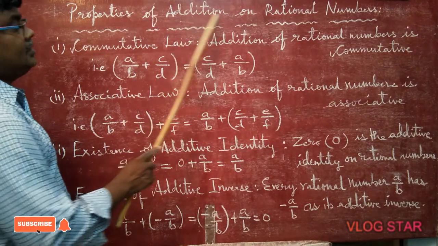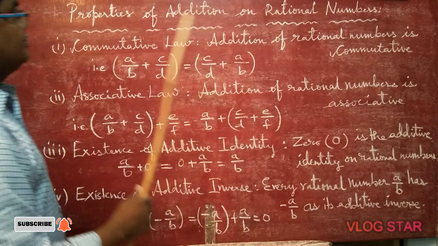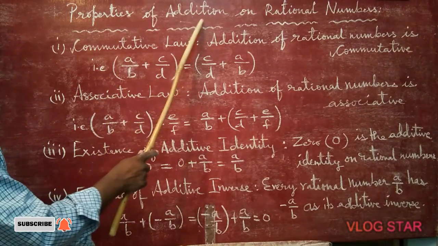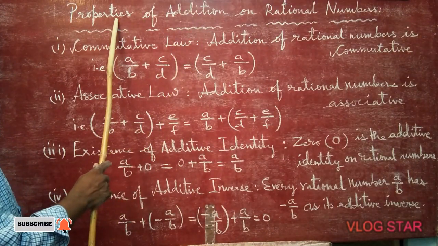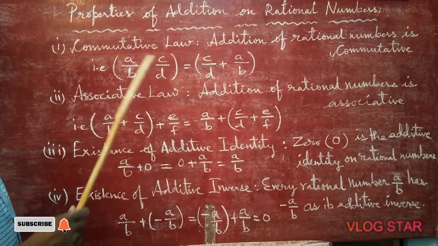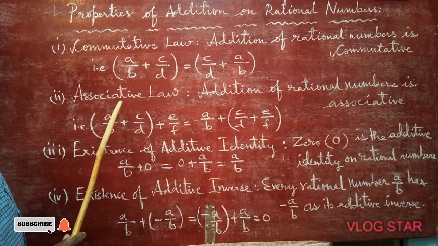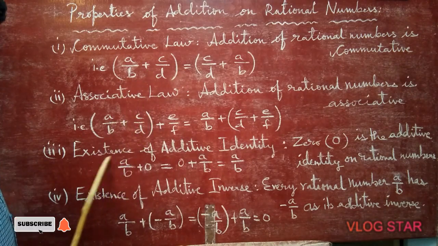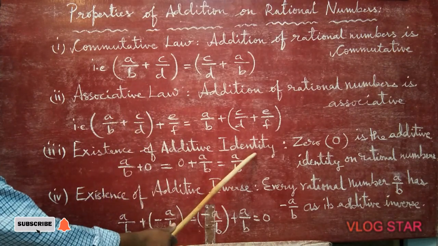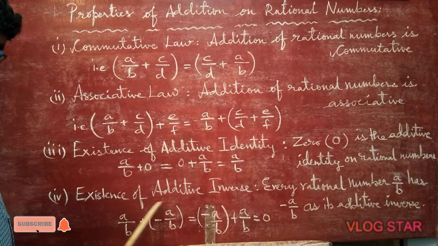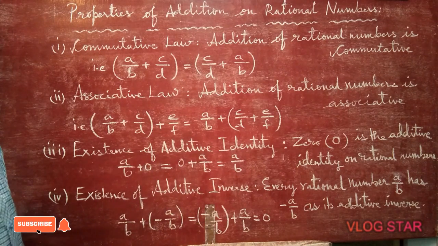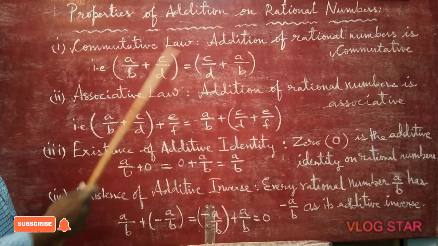Properties of addition on rational numbers. We are going to learn some properties on addition. Afterwards we will learn properties on multiplication also. Four properties are there: commutative law, associative law, existence of additive identity, existence of additive inverse. Very simple to learn. Commutative law.